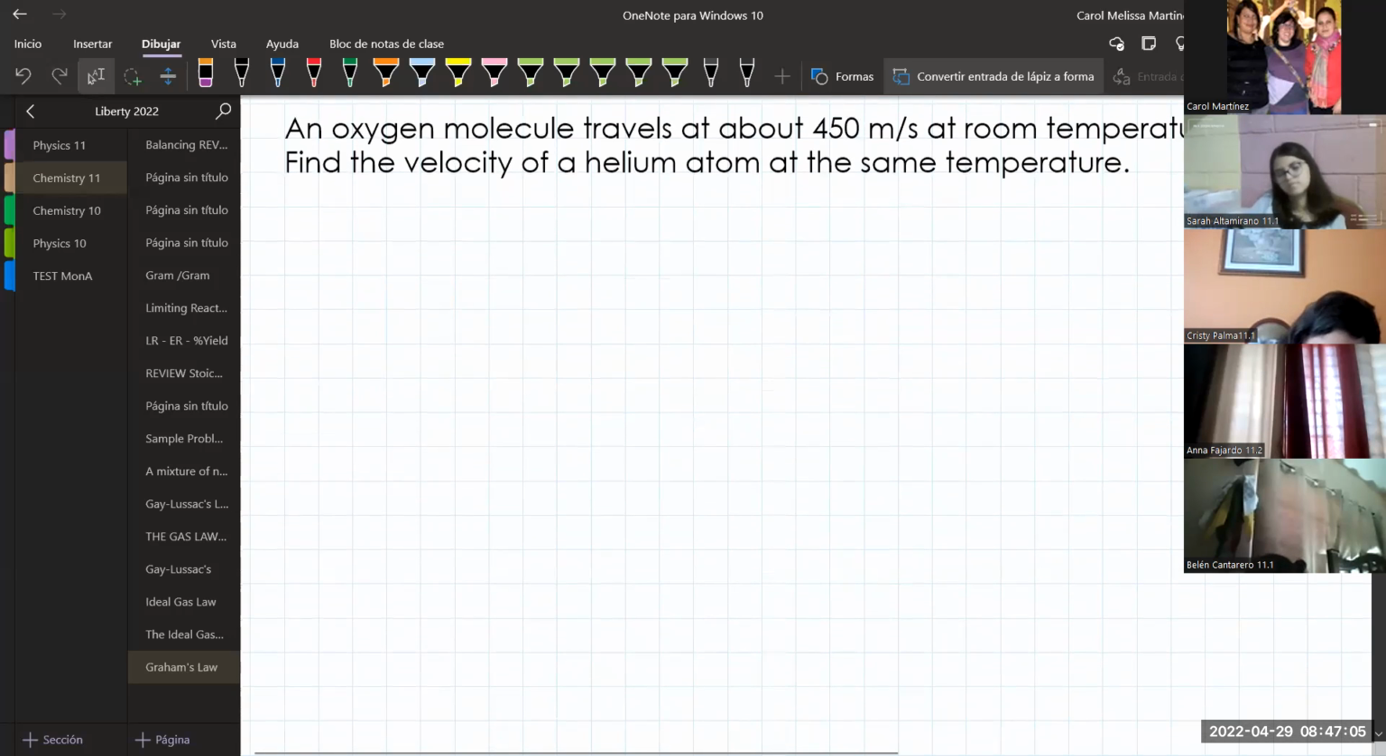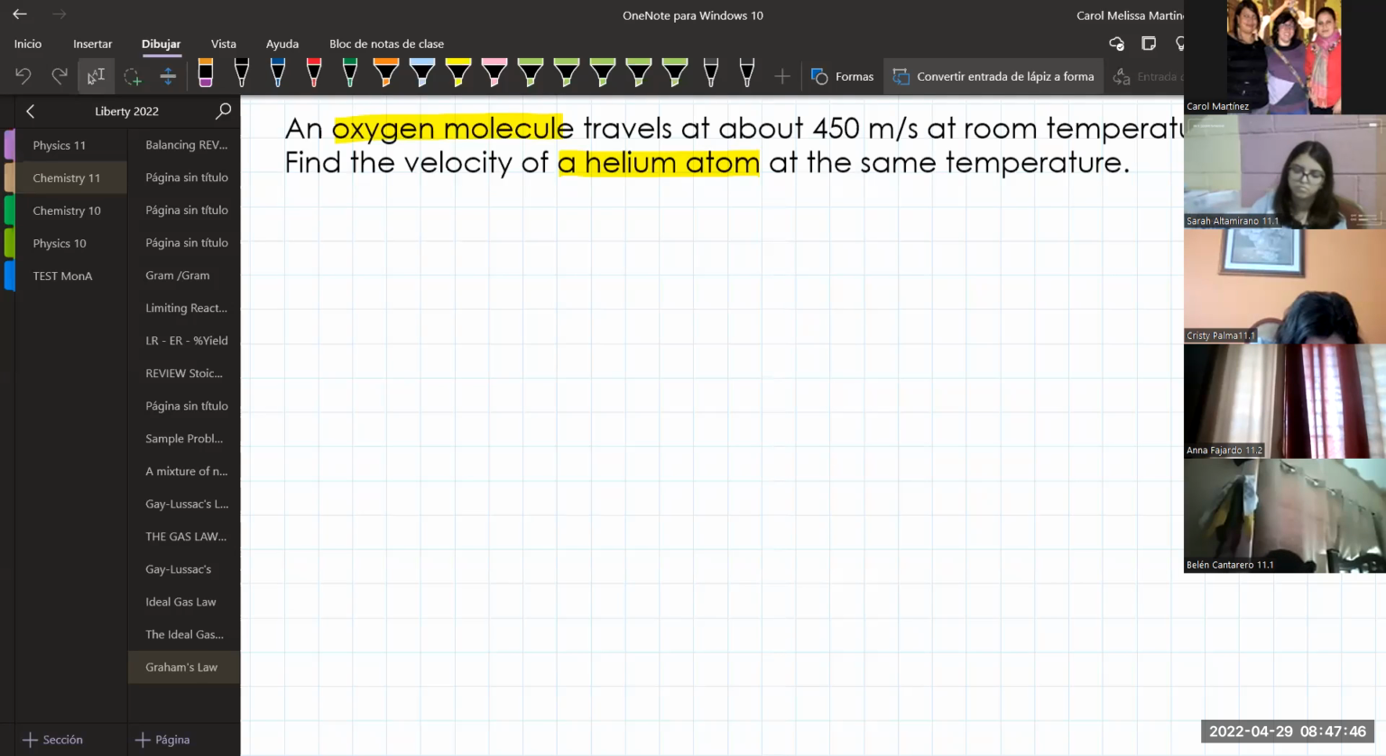Okay. This one says an oxygen molecule travels at about 450 meters per second at room temperature. Find the velocity of a helium atom at the same temperature. So this exercise is slightly different, more similar to the ones that we solved yesterday in the classwork. So we're talking about oxygen molecule as one gas. The other gas that is mentioned is helium, okay? And this exercise is being very specific. It says a helium atom.